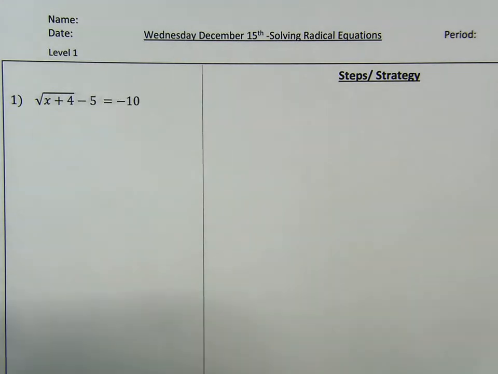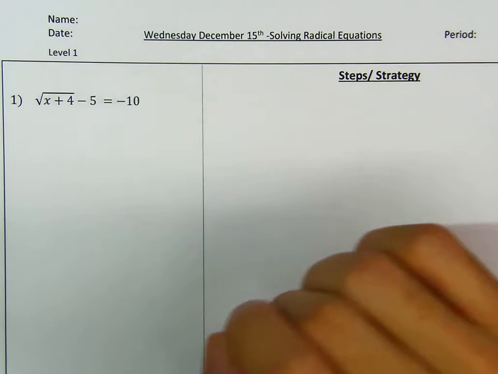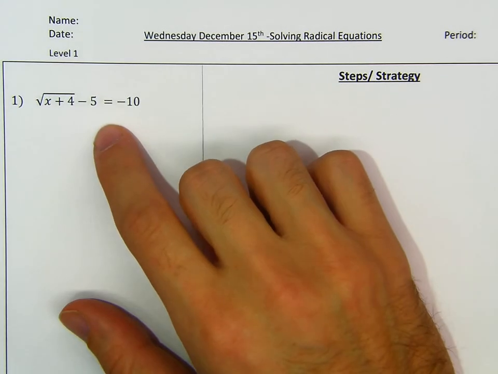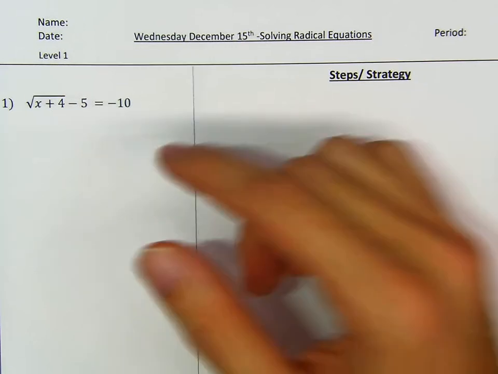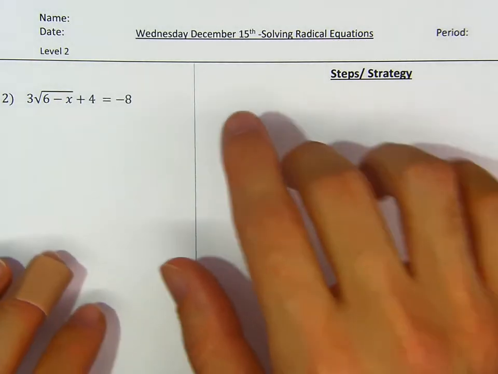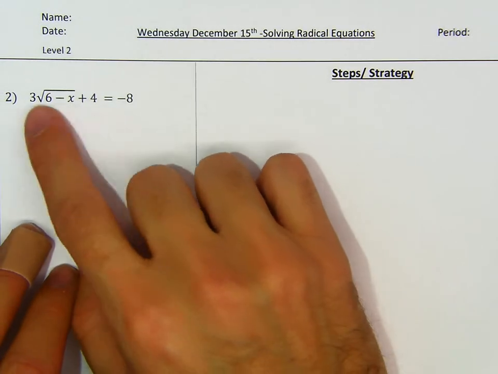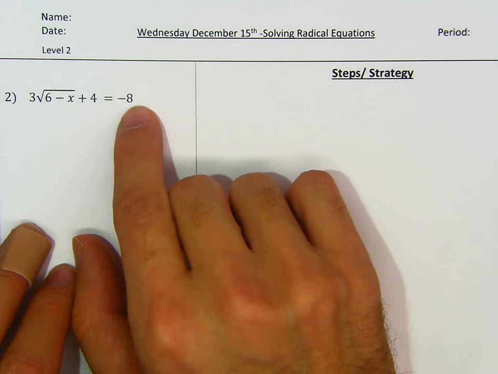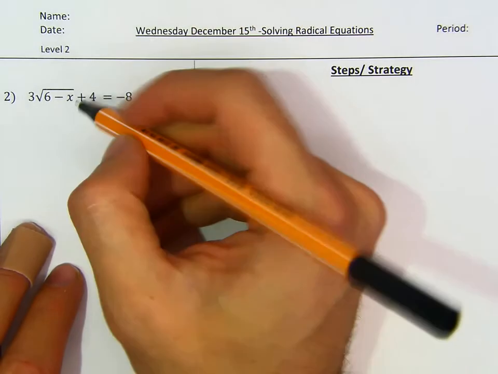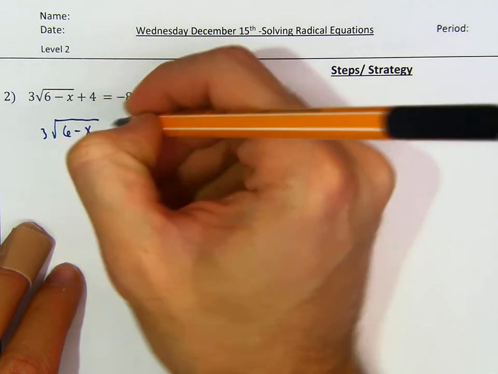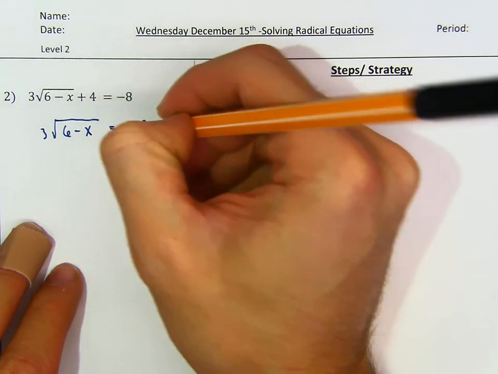So for this Wednesday, or whenever you're seeing this lesson in this class, you should be able to do this question no problem. So I'm not going to go over this one. For this question, it may look a little bit weird, but the idea is, you get the radical by itself, subtract 4, and then I'll just show you how it should look if I have 3 square root 6 minus x equals negative 12.